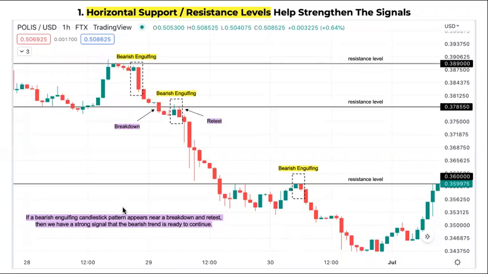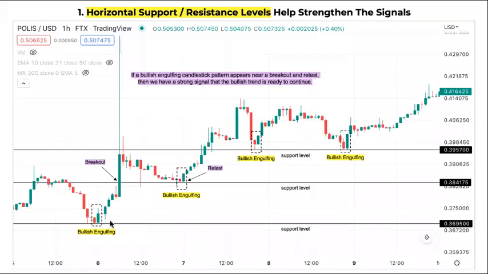So this is how you use a bearish engulfing candlestick pattern together with horizontal support and resistance levels. This is a longing example. In the previous one we were shorting, now we are longing. So same, if you want to long, you look for a bullish engulfing candlestick pattern right after the price bounces off support. The price comes down, bounces off support. This is a breakout and retest. So bullish engulfing candlestick pattern, enter again. If it breaks out and retests again, you can enter one more time.